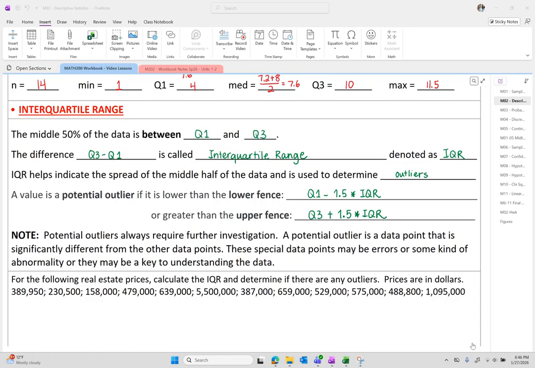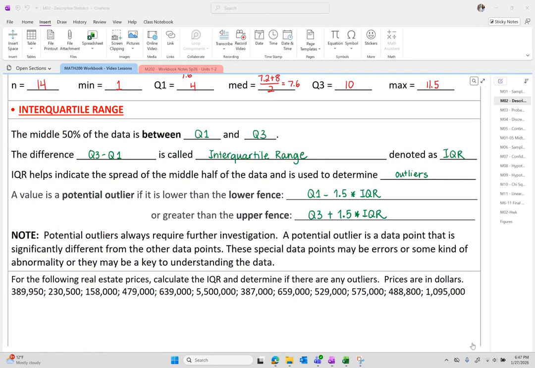The middle 50% of the data is between the first quartile and the third quartile, and that is because 25% of the data are smaller than Q1 and 25% of the data are larger than Q3. So the 50% of the data that are in the middle of the data values will be between Q1 and Q3. The difference of those two quartiles is called interquartile range, and it has a notation of IQR. The IQR helps indicate the spread of the middle half of the data and is used to determine outliers.